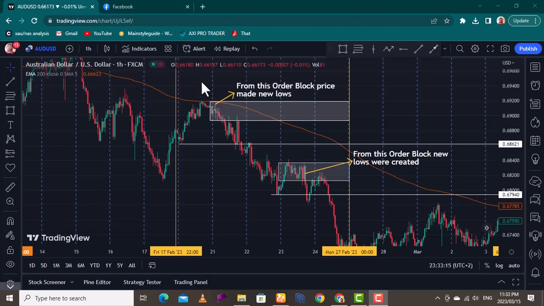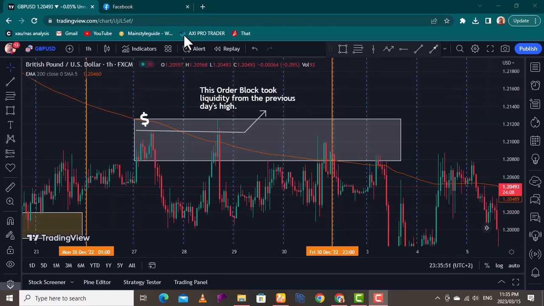So looking at the example, from this order block, price made new lows, right? Made new lows when it traded past Monday's low. That's a new low, and the same goes for here. This order block made new lows when it traded lower than the previous day's low. Very strong order block, guys. Keep that in mind. This will improve your trading significantly. Order blocks that grab liquidity and introduce momentum are formidable order blocks.